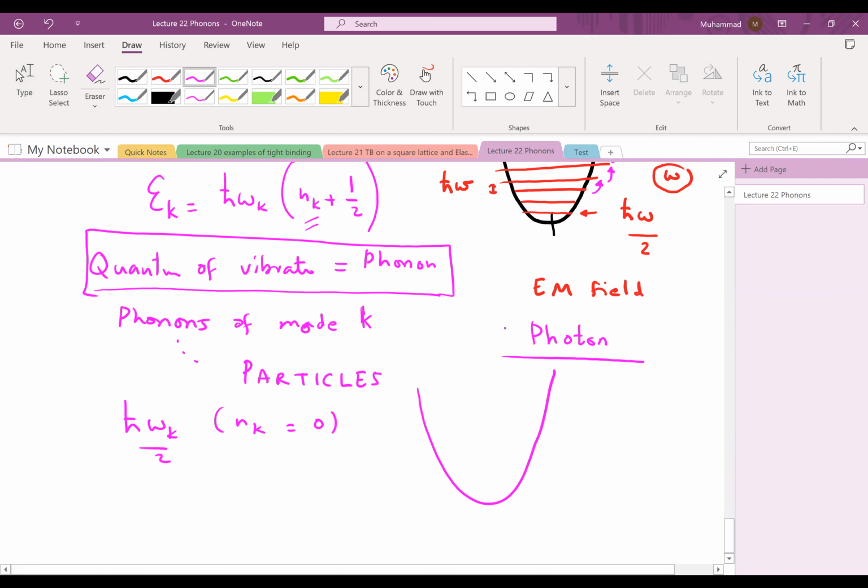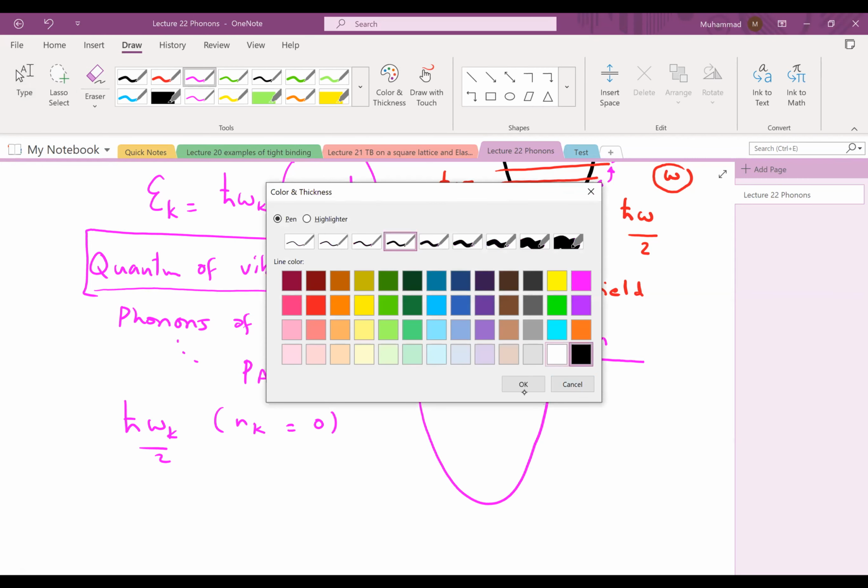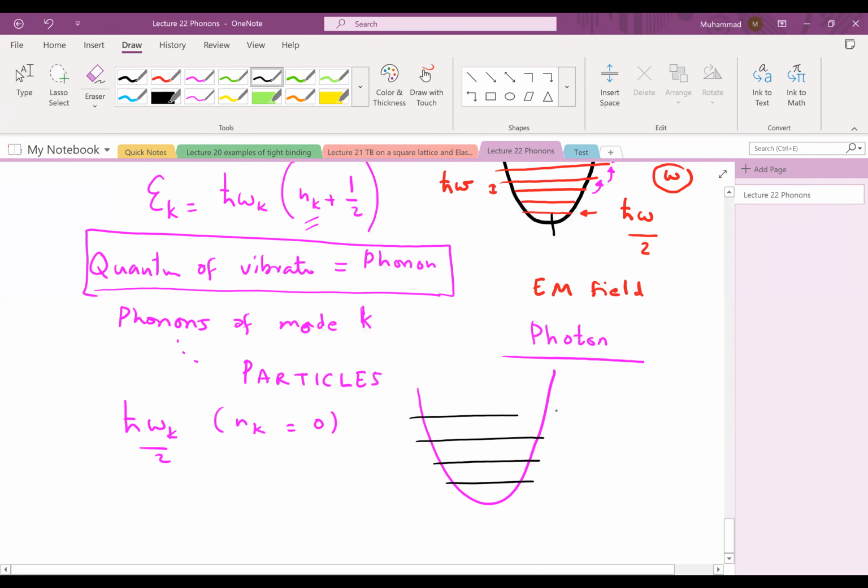So if I look at this from a conceptual perspective, if I go up this ladder, I am creating phonons, these quasi-particles, phonons. And if I go down this ladder, I am absorbing phonons.